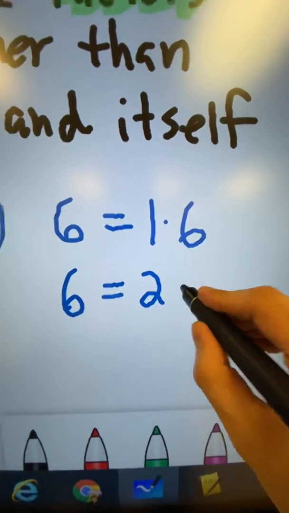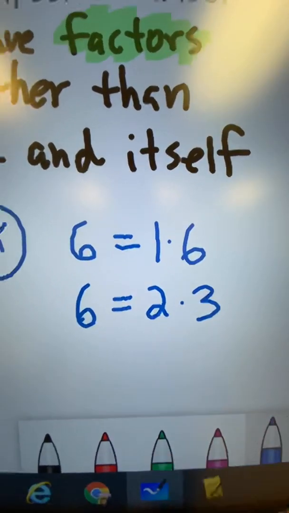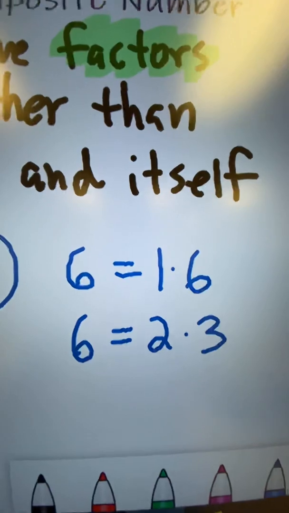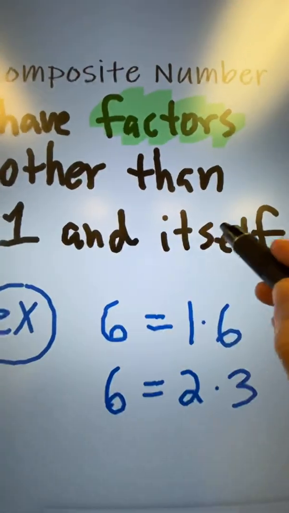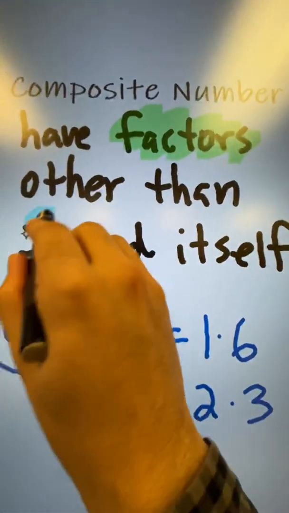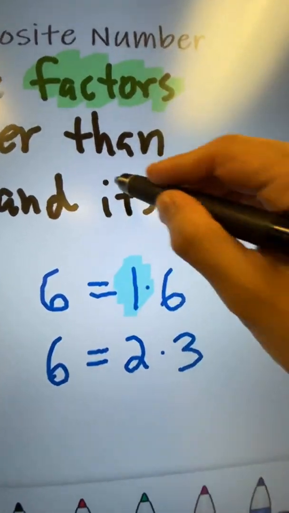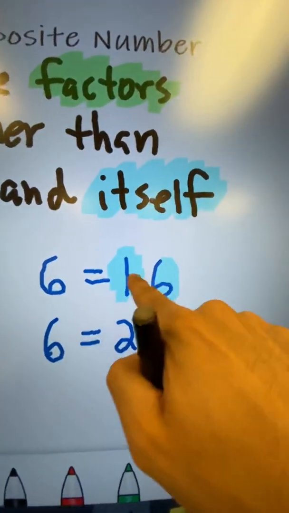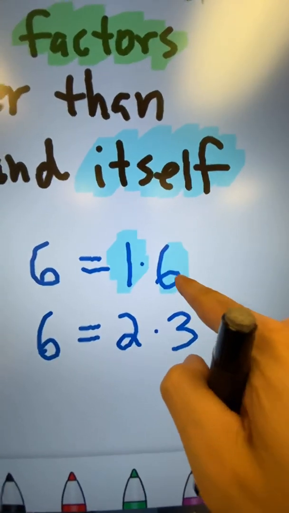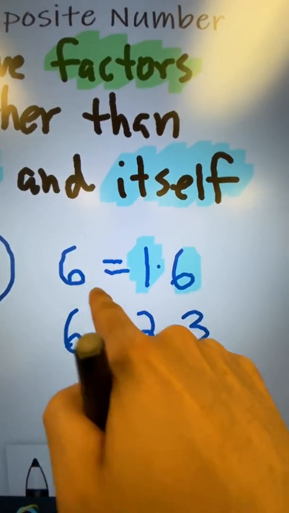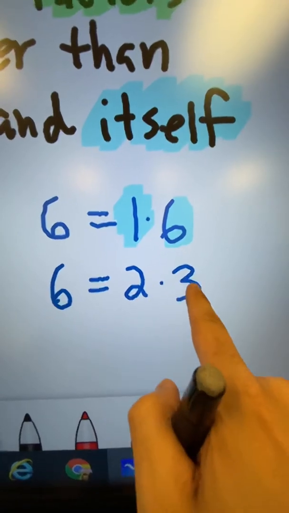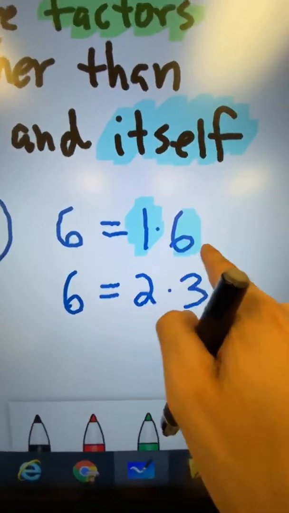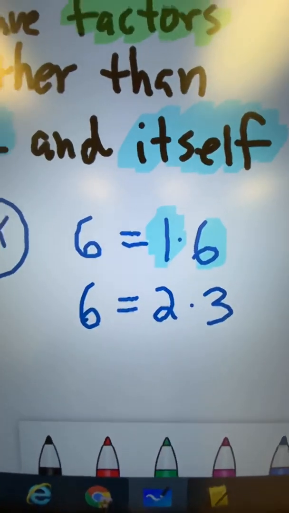So notice, when I was talking about having factors other than 1 and itself, the 1 is talking about this factor here, and the itself is talking about this part here. It's called the itself because we're talking about the 6 already. Since 2 and 3 are numbers other than these two, that makes it a composite number.